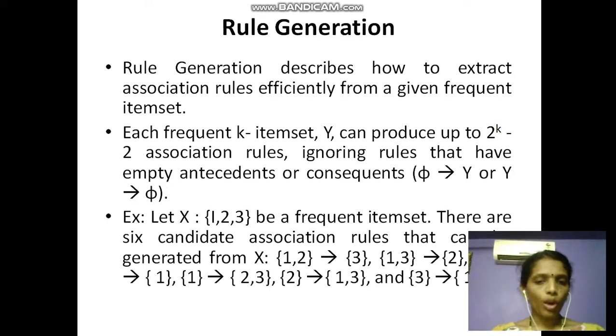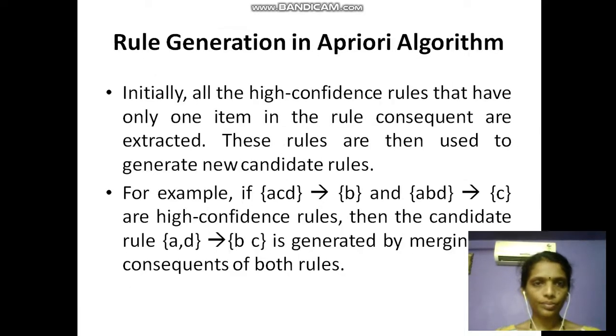Here I have not represented any rule like 1, 2, 3 implies null. There is no such rule. Therefore, I am neglecting all the rules having null values either on the antecedent or on the consequent. Therefore, the number of rules generated here is 6, which is nothing but 2 cube minus 2. 2 cube is 8, 8 minus 2 is 6 rules generated from this frequent item set having 3 items.